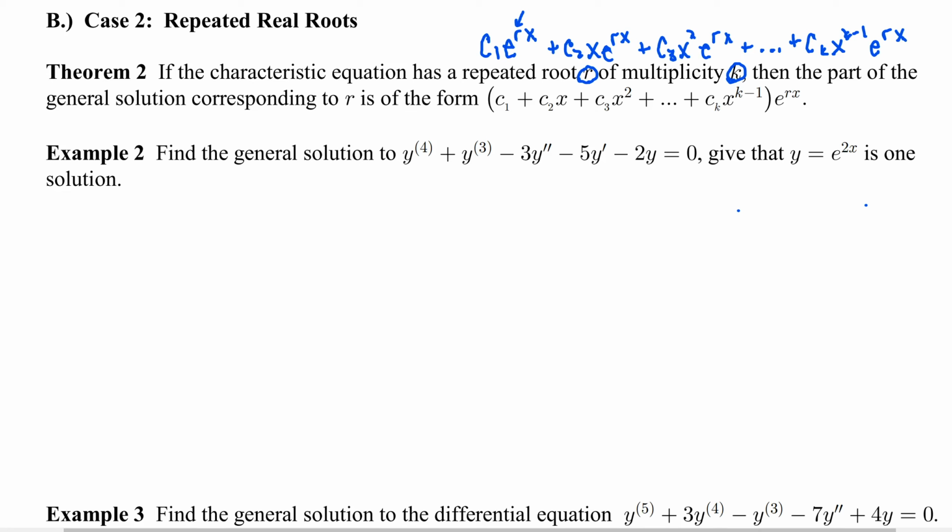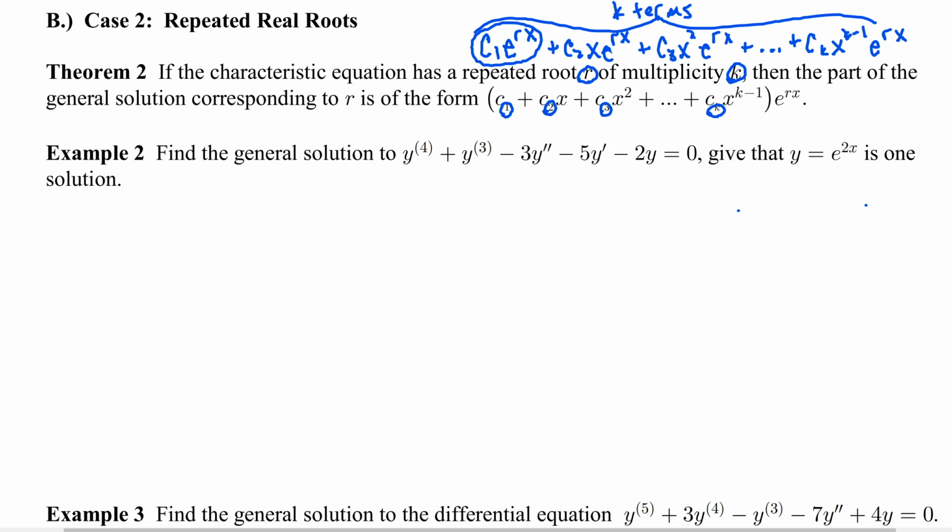If we use the subscript on the c's, we can count the terms. This is term 1, term 2, term 3, ... term k. So all together here, we have k terms. So remember, the root had multiplicity k. We're going to need to generate k terms. Now, if this were not a repeated root, then the part of the solution that would correspond to root r would simply be C sub 1 e to the rx.